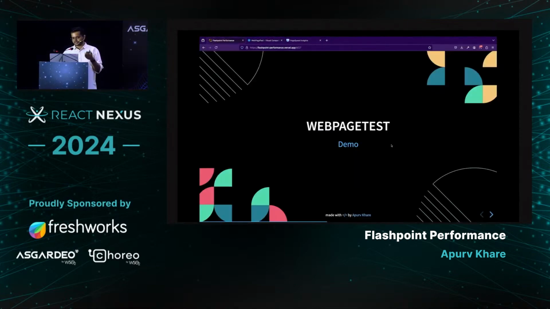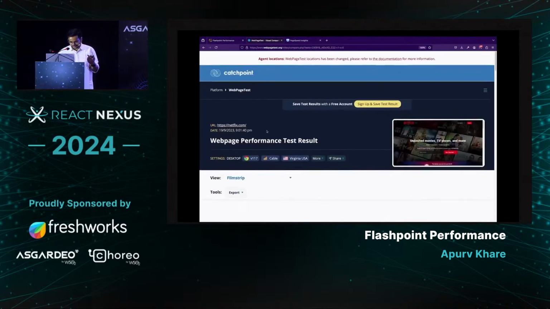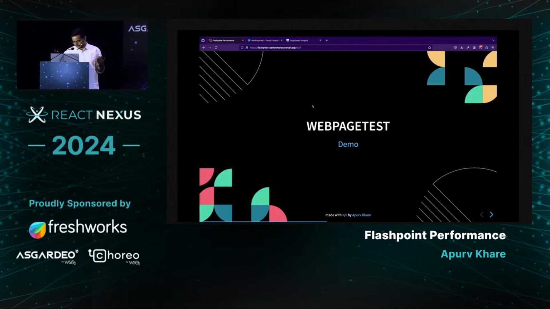And web page test we just saw. This is lab data or field data? Lab data. I told you, right? I gave conditions, like which version of Chrome, what cable, from where, and all. That's the condition given by me. Now let's see the demo of page speed insights.